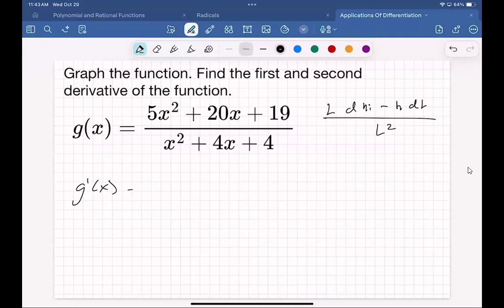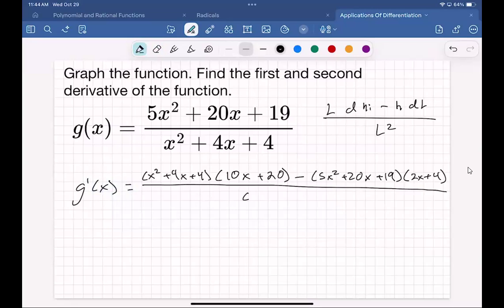With that said, when I go look at this, the low trinomial here is x squared plus 4x plus 4. The derivative of the high, though, remember, we're gonna do the power rule here, right? So the first term will be 10x plus 20, and then the 19 is gone because of the zero. Minus, so low D high, minus the 5x squared plus 20x plus 19 times 2x plus 4, where the D low comes into play. Just make sure you remember it's all over low squared.